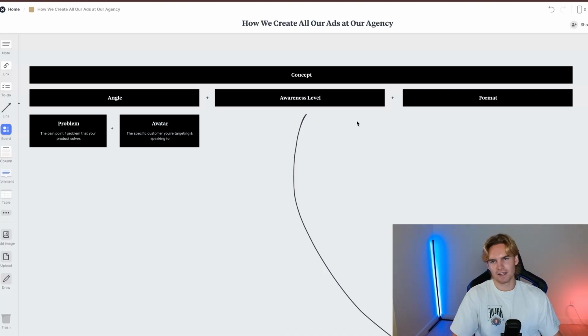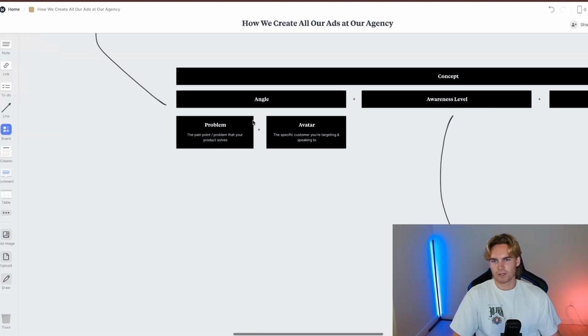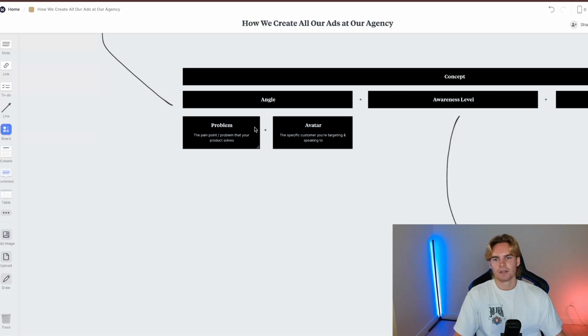And then the format is just like, how are you delivering the ad itself? Is it a VSL? Is it a trendy short form, like 10-second trending video with trending sound and just text on screen? Is it a static ad? So obviously there's plenty of different formats that you can test for any sort of angle or awareness level. So I'm gonna break all this down in this video, but first off, we're going to start off with the angle. So what I see as making up an angle is a problem and an avatar.